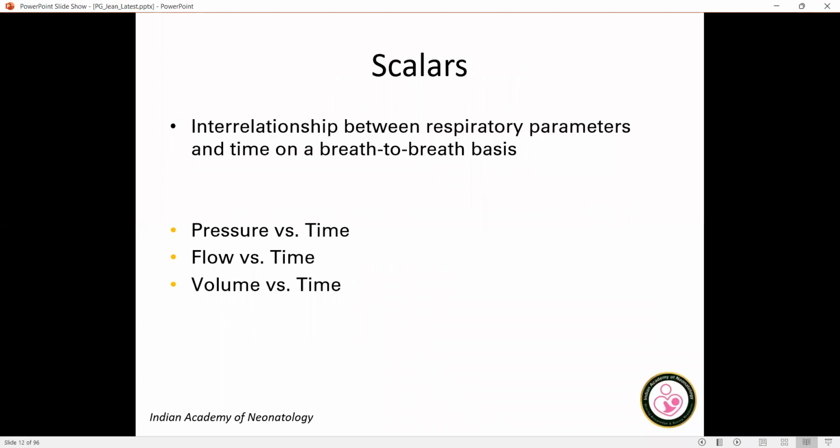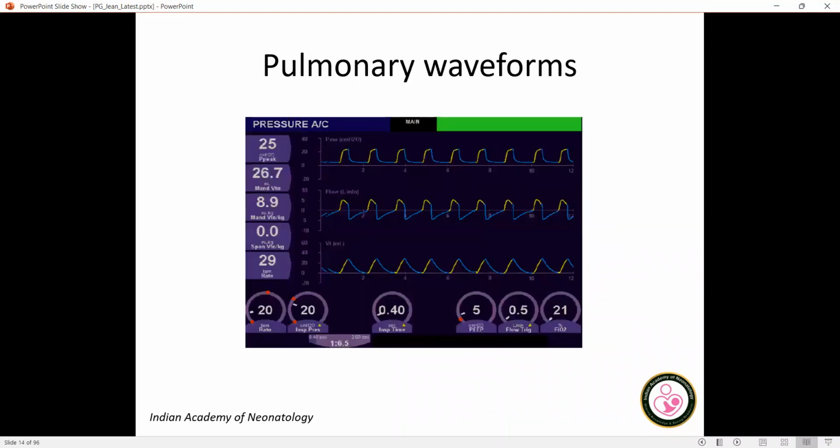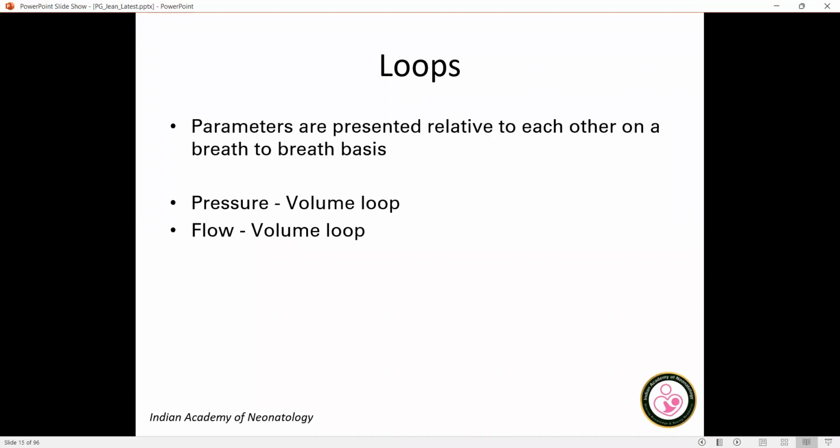Now coming to scalars. What is scalars? We have three scalars: pressure versus time, flow versus time, and volume versus time. This is a relationship between the respiratory parameters and time on a breath-to-breath basis. These are the three different scalars: one is the pressure scalar, one is the flow scalar, and lower down is the volume scalar. This is how it is represented in the ventilator. And in the loops, these parameters are presented relative to each other, that is pressure to volume, flow to volume on a breath-to-breath basis.